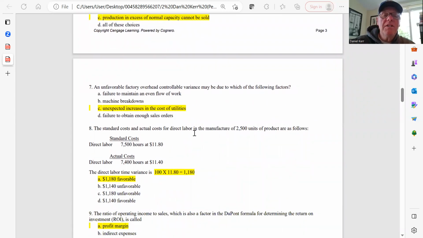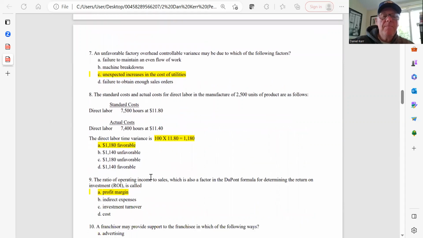Number 8, standard costs and actual costs for direct labor are as follows. The direct labor time variance: you were supposed to spend 7,500 hours. You only spent 7,400 hours, so that's 100 hours favorable because you took 100 hours less than you had planned, and the standard rate there is 11.80. So that's where you get a favorable balance of 1,180.